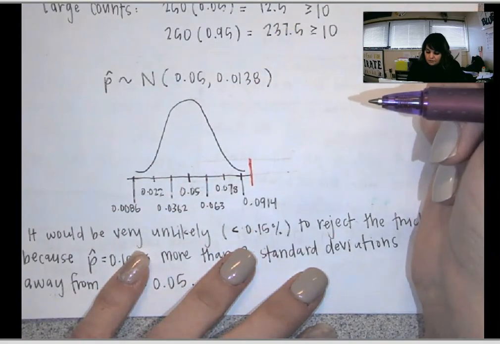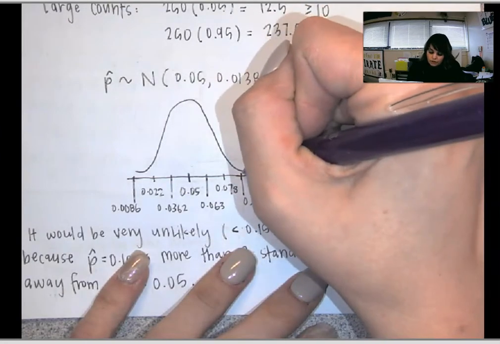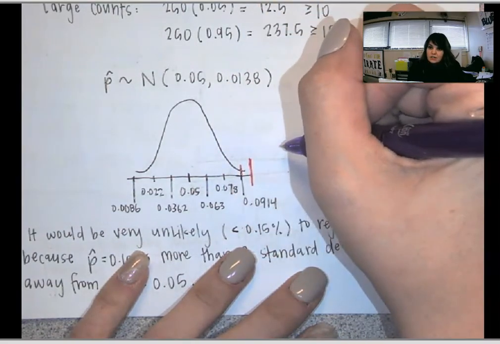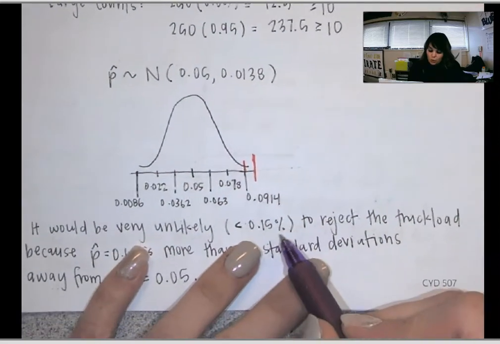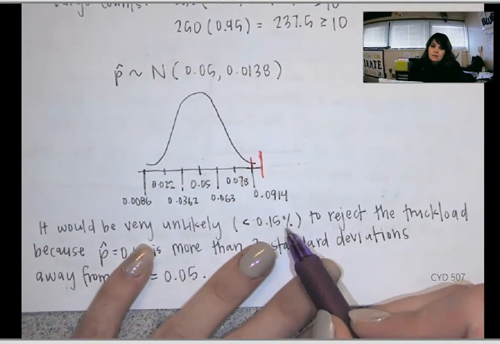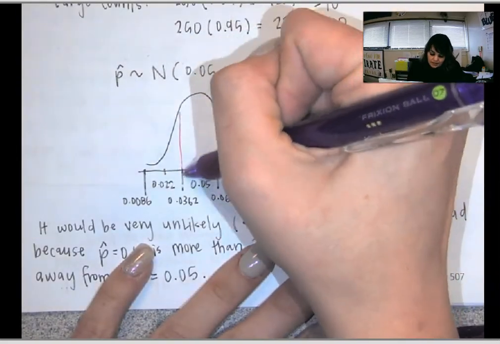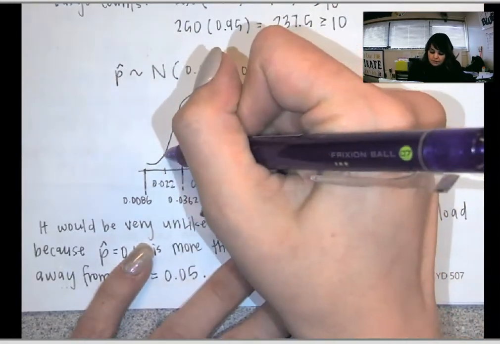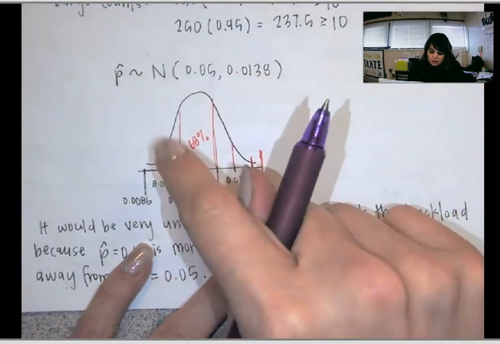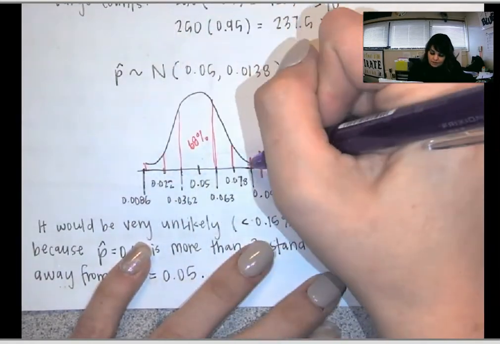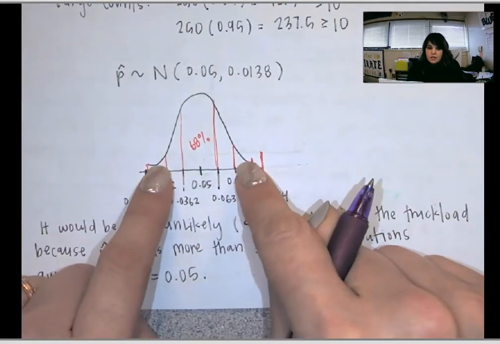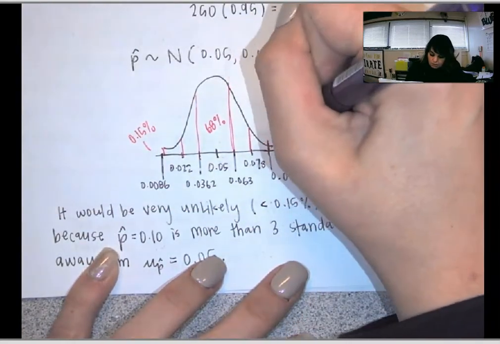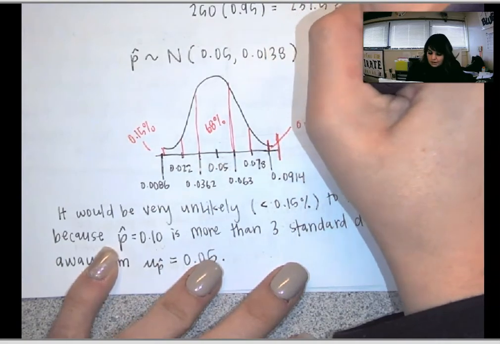And based off of our knowledge of the normal curve, we know that the percent of data that is more than 3 standard deviations away is very small. It's 0.15%. So remember, we have that this is 68%, so 34, and then this is 95%. 13.5, 13.5, and then this is 2.35%. And on each end is that very little amount of data.